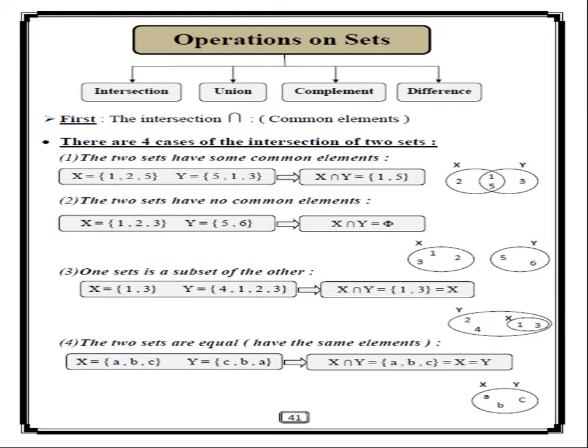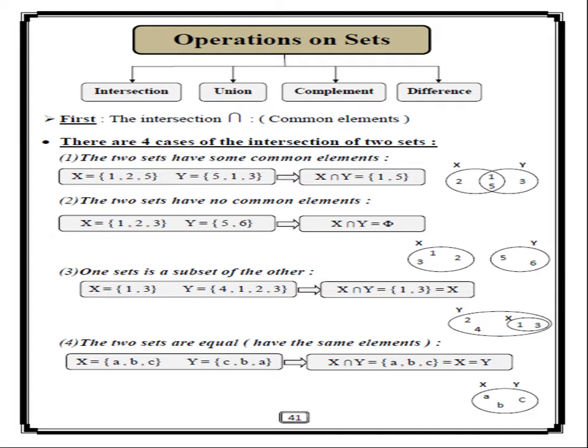First, the intersection. You can see the sign of the intersection, it's like a U but upside down, where we get the common elements between two sets. Here there are four cases of the intersection of two sets. First, the two sets have some common elements: X is 1, 2, 5, Y is 5, 1, 3.